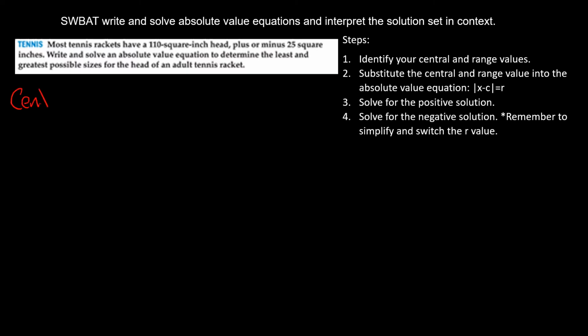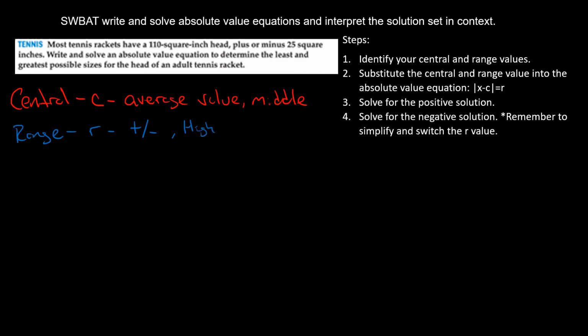So let's talk about central. Central, and we'll represent that as a C, is another way of saying our average value. This is like our middle. Our range, our R, is like our plus or minus, or our high and low end. You might even hear this in machining, like a tolerance or something like that.